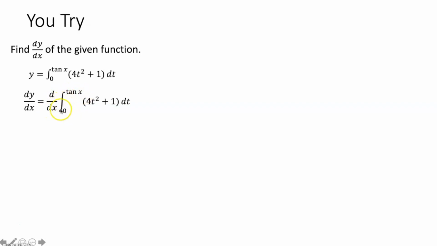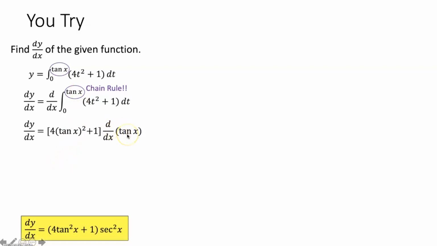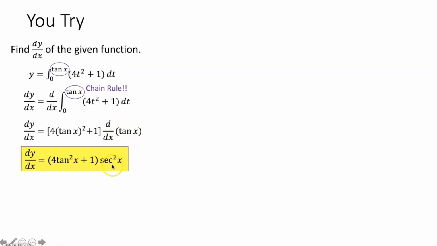So perfect. These are going to cancel each other out by the second fundamental theorem of calculus, and we're going to drop our upper limit of integration in for our dummy variable t in here. So we're just going to get 4 tan squared x plus 1. But then, because our upper limit of integration is not just x, it's tan x, we have to use the chain rule, meaning we have to multiply by the derivative of tan x, our upper limit of integration. So we end up getting 4 tan squared x plus 1 times the derivative of tan x, which is secant squared x. And you're done. It's still pretty easy. All you're doing is just dropping in that upper limit of integration for your dummy variable and multiplying by the derivative of that upper limit of integration.